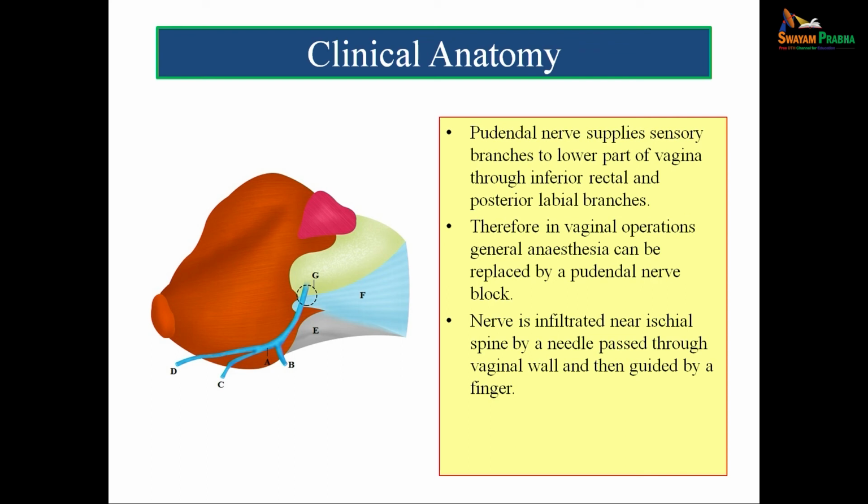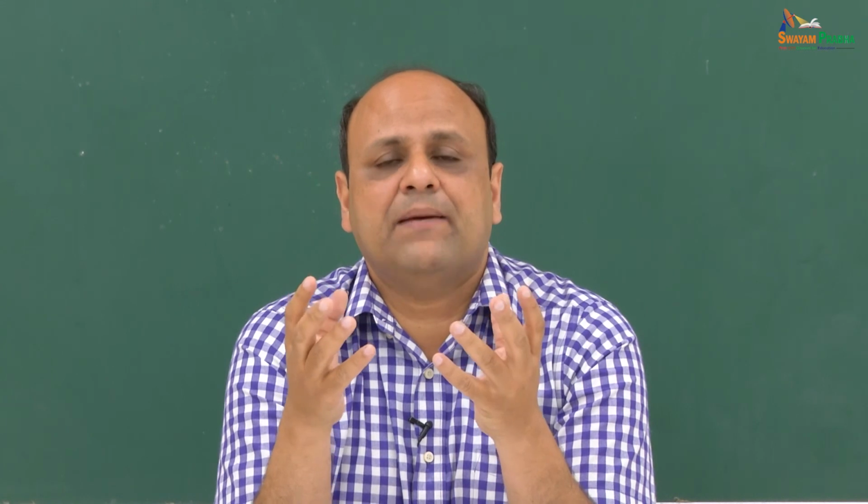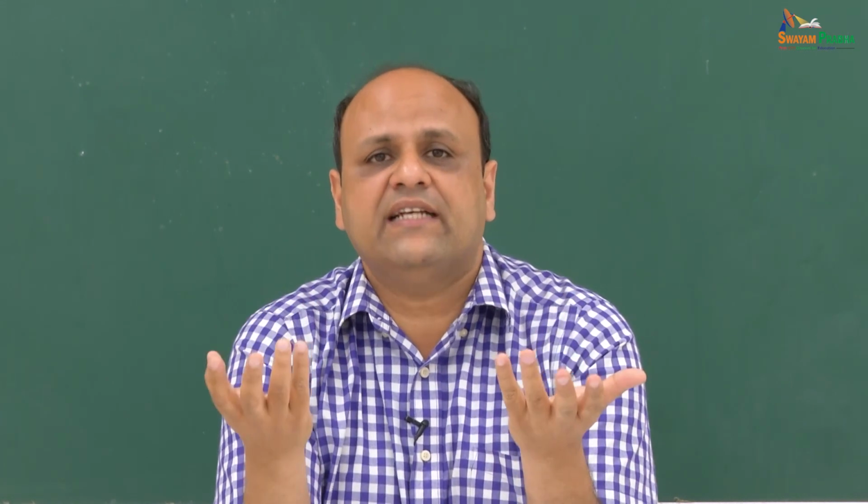Now we come to the concept of the pudendal nerve block. Pudendal nerve is supplying sensory branches to the lower part of vagina through inferior rectal and posterior labial branches. So this is a very important feature actually, pudendal nerve block. With the revolution in therapeutic measures, this pudendal nerve block saves the patient from general anesthesia. So what happens here is local anesthesia is infiltrated into the pudendal canal in relation to the pudendal nerve, and due to local anesthesia, patient recovers also early and the complications are also less.